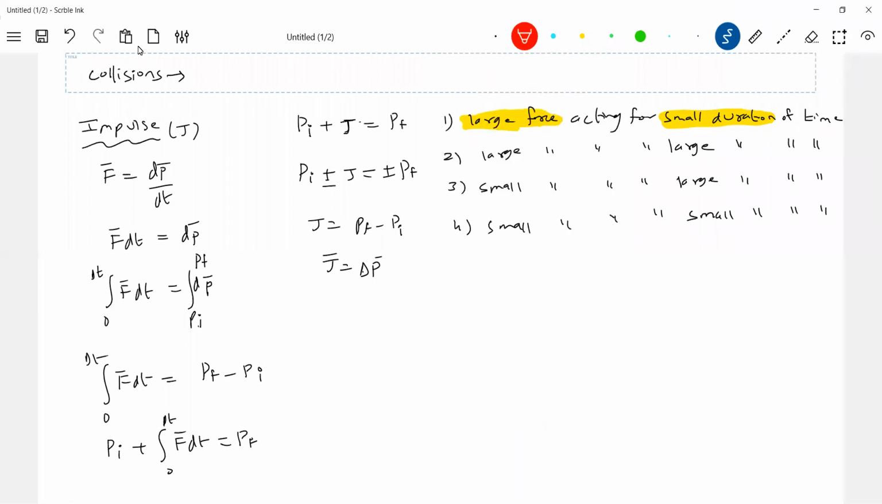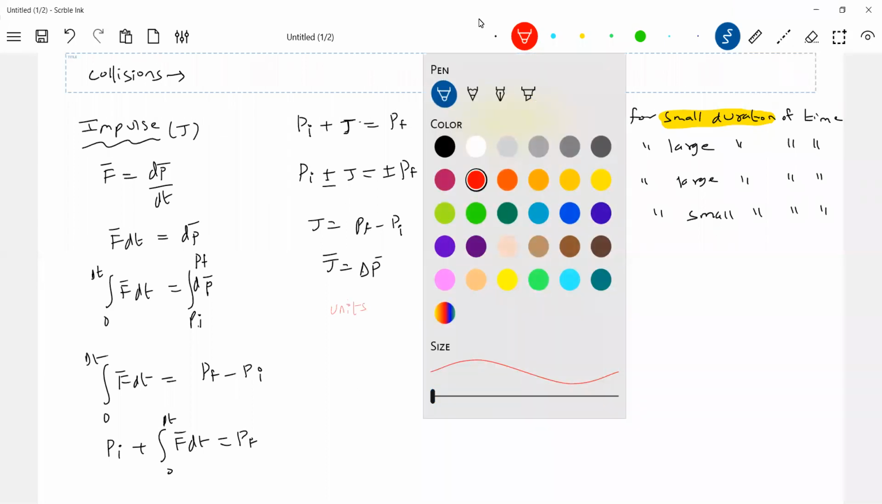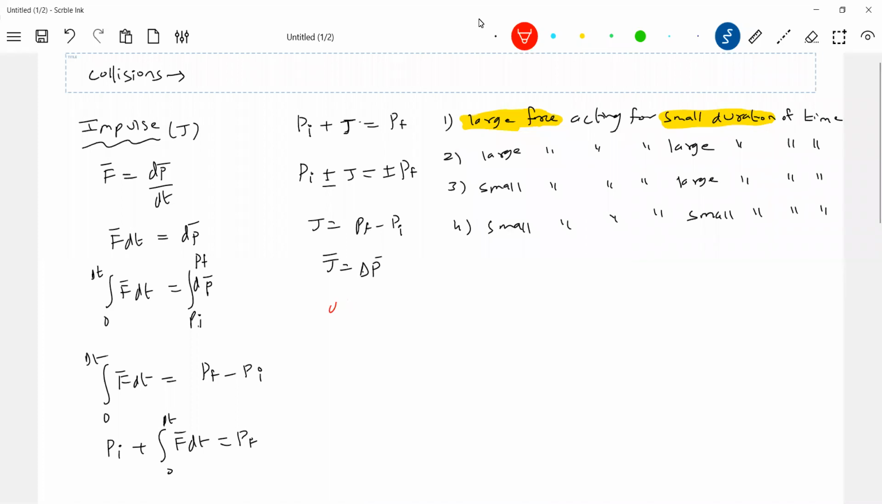Now, this is about definition. What can be the unit for impulse? What are the basic units for impulse here? Force into time, so Newton second, or momentum, kg meter per second. Either of these you can use. So this is the unit for an impulse: Newton seconds or kg meter per second.